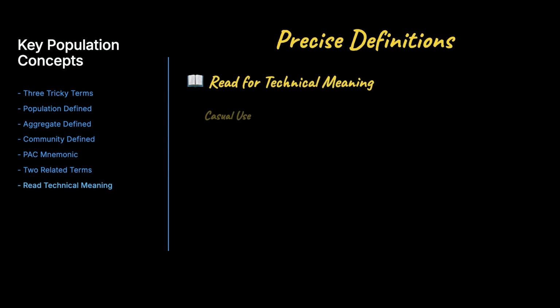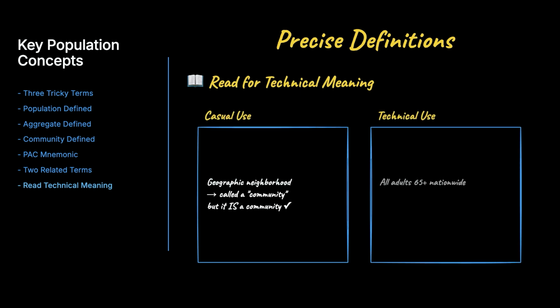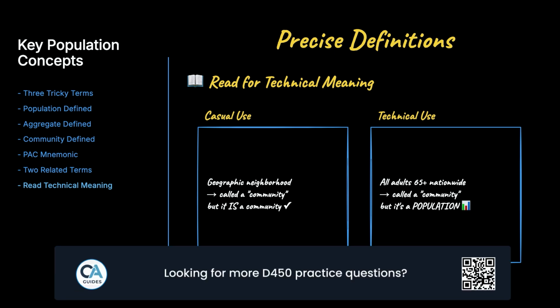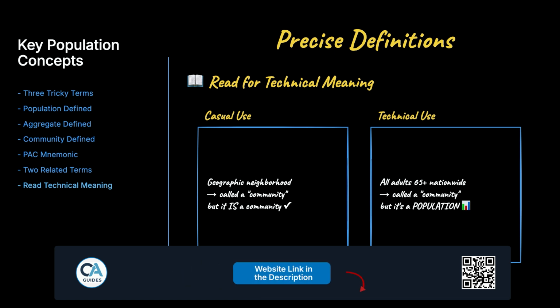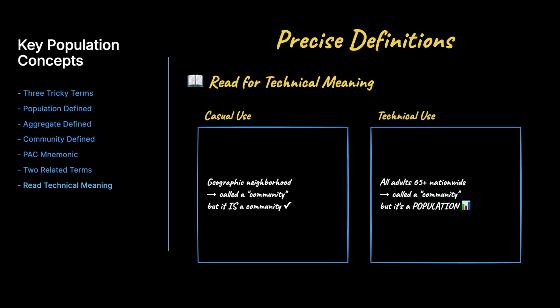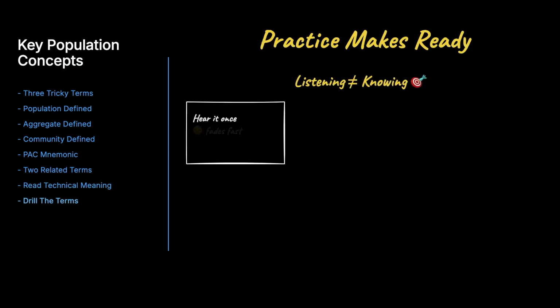The most important habit is reading for the technical meaning, not the casual one. The exam deliberately uses these words loosely inside a scenario, hoping you answer from everyday speech. A geographic neighborhood is a community. All adults over 65 in the nation form a population, even if we casually call them a community. Apply the precise definition.